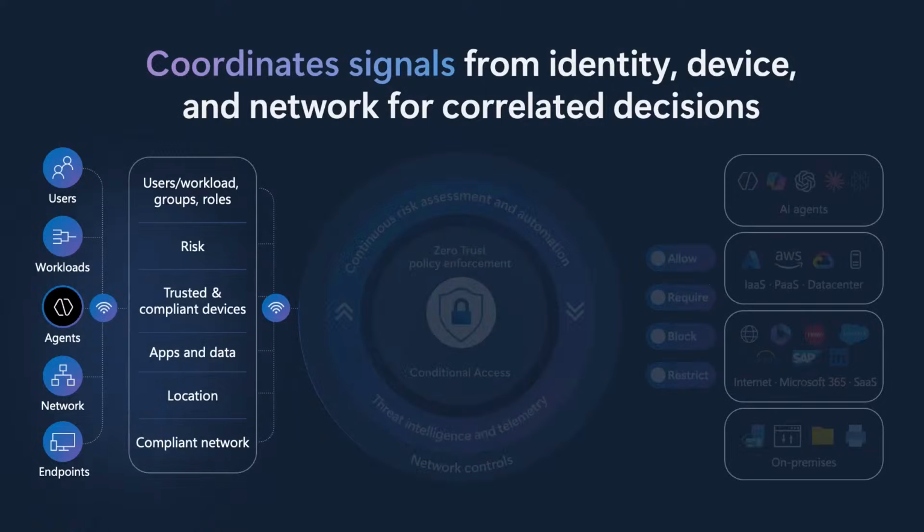Third, Access Fabric helps coordinate signals. Let's go deeper on the left side of this access framework. These are all the access points and the signals related to them. You have users, workload, agents, network, and endpoints that could be accessing something. Not only are users and roles important, but so are apps and data, location, the risk signals, compliant devices, and compliant network checks. All of these signals are taken into account when access is being evaluated to help you make correlated decisions as part of an access fabric.